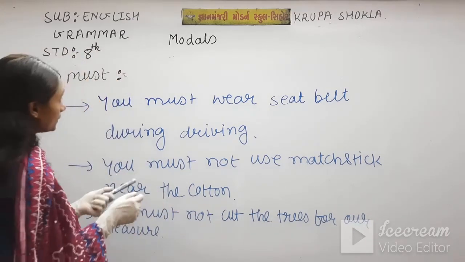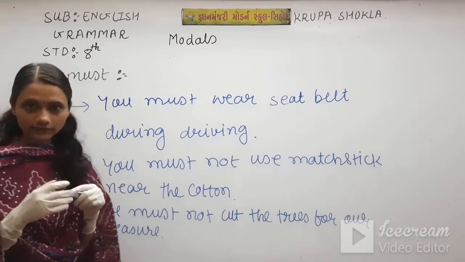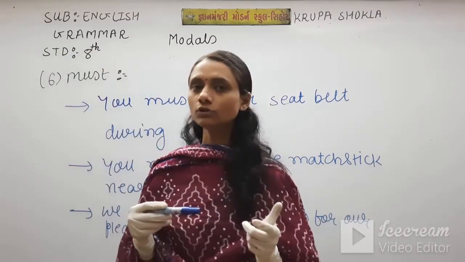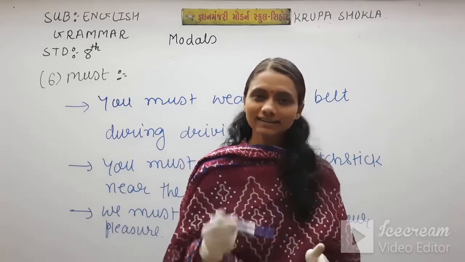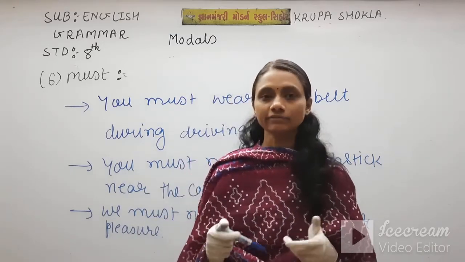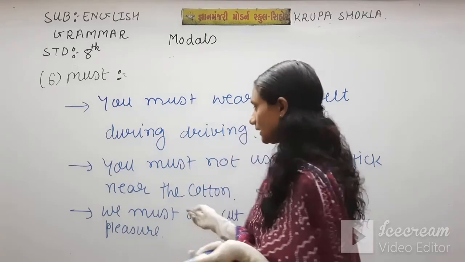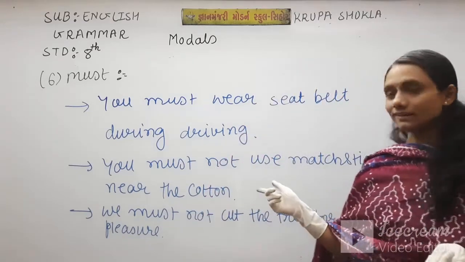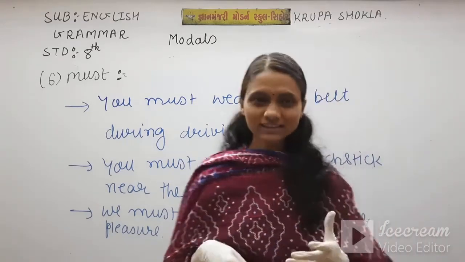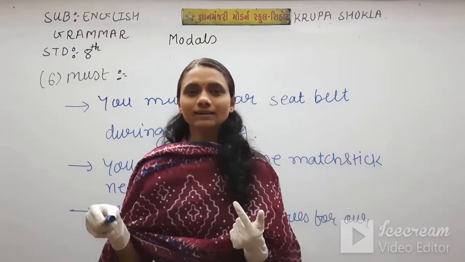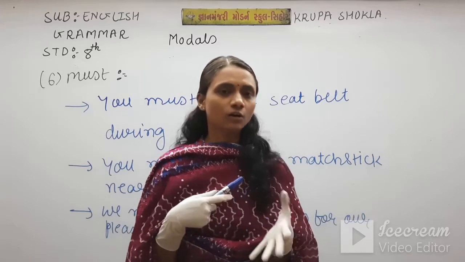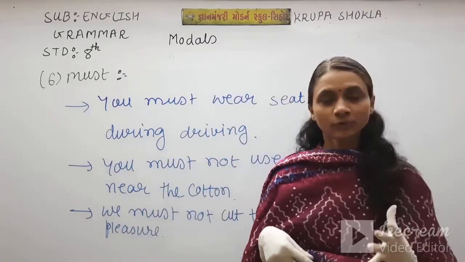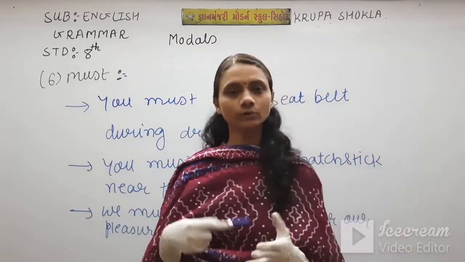See, here you must wear seat belt during driving. It means if you don't wear seat belt during driving, then you might get an accident and you might lose your life. So that will be dangerous for you. Secondly, you must not use matchstick near the cotton. So if you use matchstick near the cotton, then it will create a great danger for all the people, or it will create a great loss for the person.